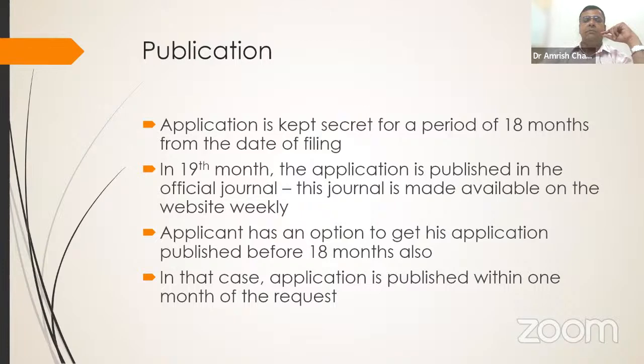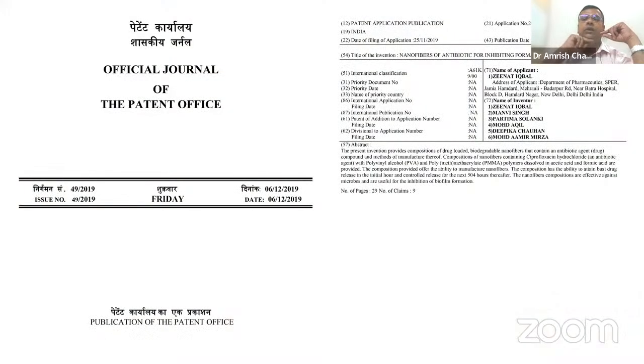But if you want to get it published before that, within a month, say, then you will have to file for an early request. So once you file it, this is how you get the document. You have the official journal, the date, the volume, and it's published on every Friday. And it will contain the name of the application, the details, the abstract, number of pages, number of claims, and everything.